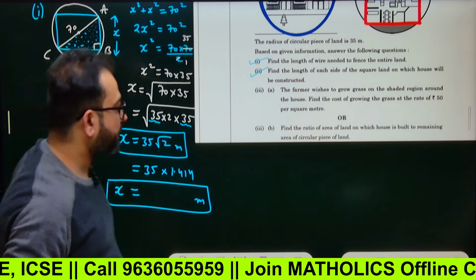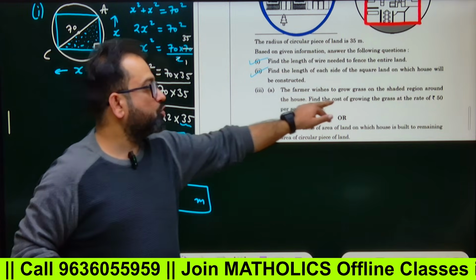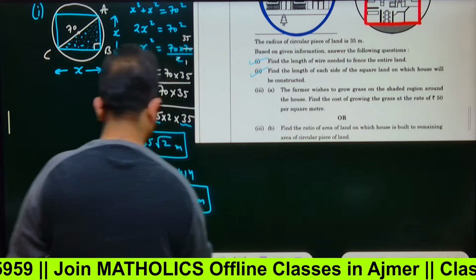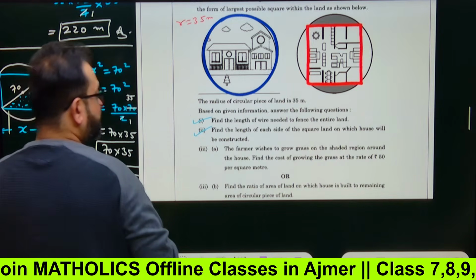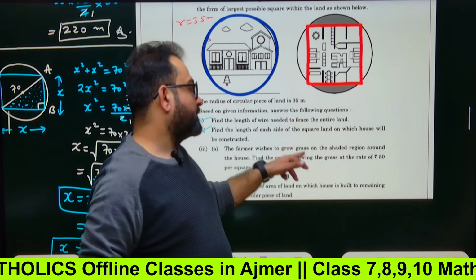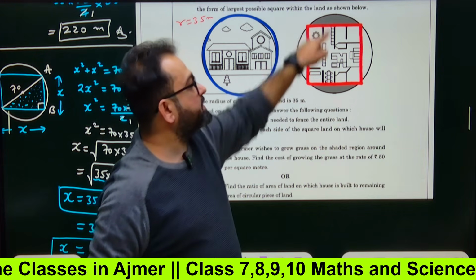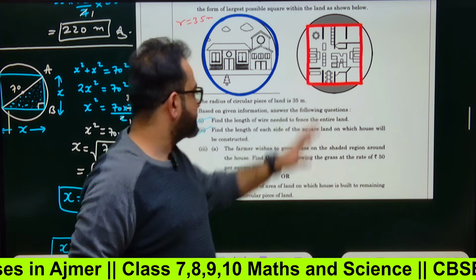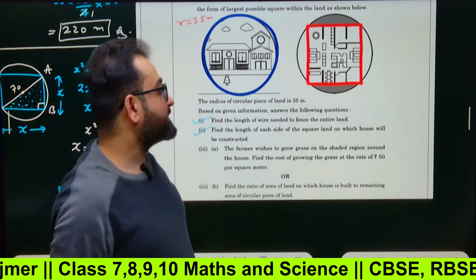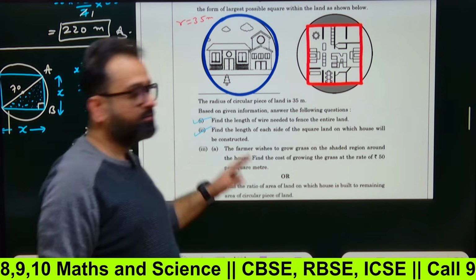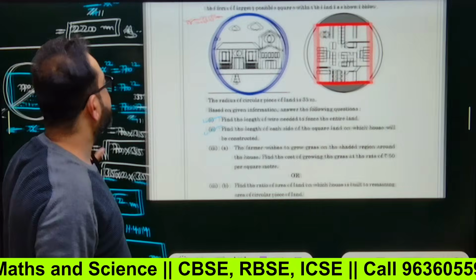Now see the third part. Farmer wishes to grow grass on the shaded region around the house. What is the shaded region? You can see this one and this one. Find the cost of growing grass at the rate of rupees 50 per square meter. Find the ratio of land on which the house is built. We'll do them, but first copy this.